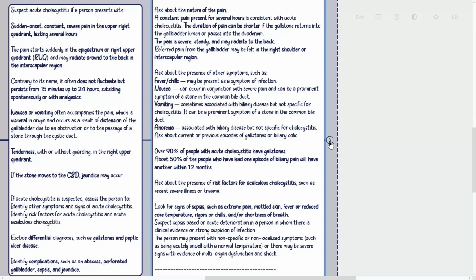Ask about the presence of other symptoms, such as fever and chills, which may be present as a symptom of infection. Nausea can occur in conjunction with severe pain and can be a prominent symptom of a stone in the common bile duct. Vomiting is sometimes associated with biliary disease, but is not specific for cholecystitis. It can be a prominent symptom of a stone in the common bile duct. Anorexia is associated with biliary disease, but is not specific for cholecystitis. Ask about current or previous episodes of gallstones or biliary colic.